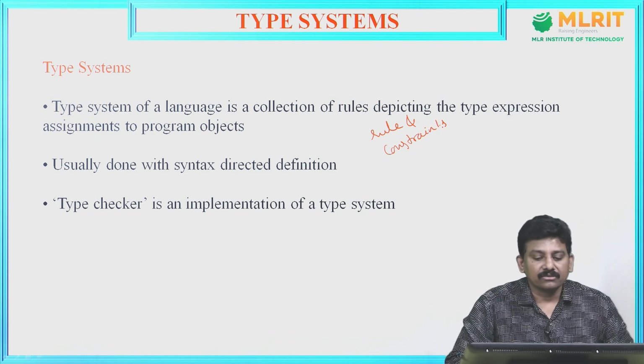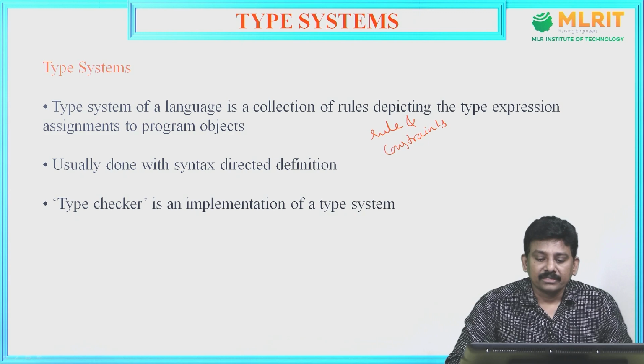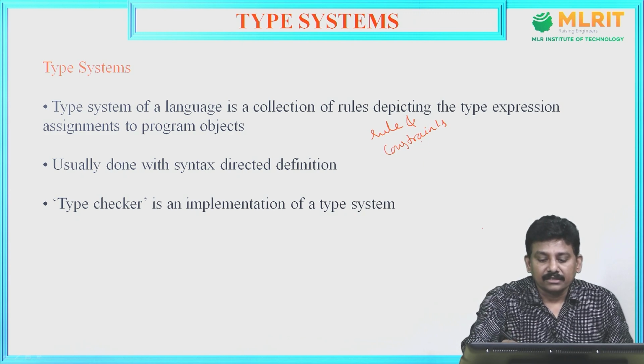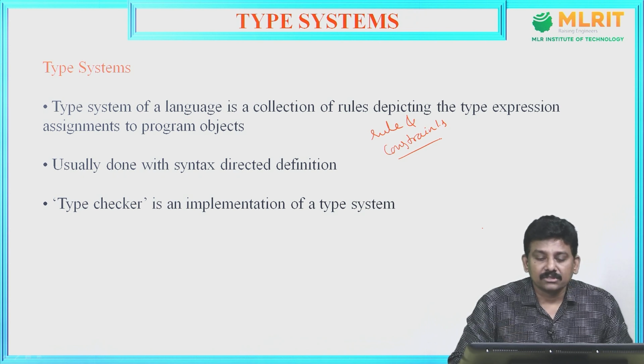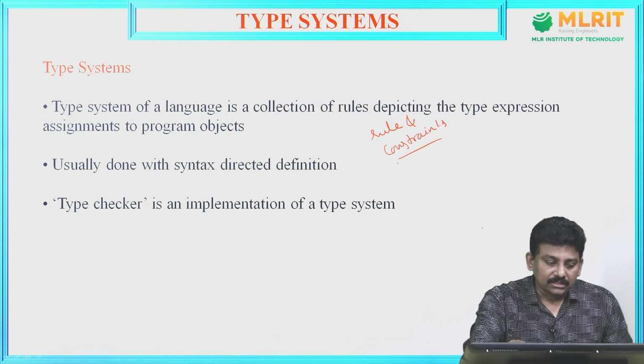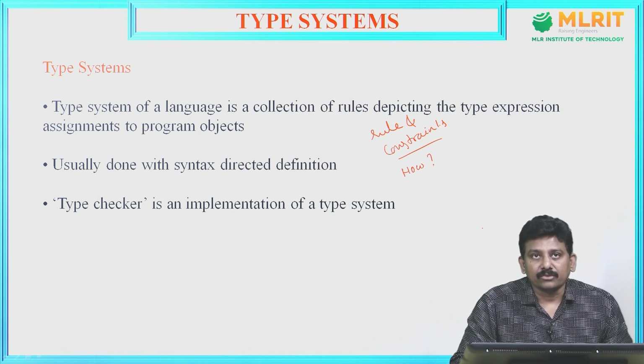Type system is a set of rules and constraints that will define and guide the data types of the programming language. It also specifies how data can be represented and manipulated in the program.